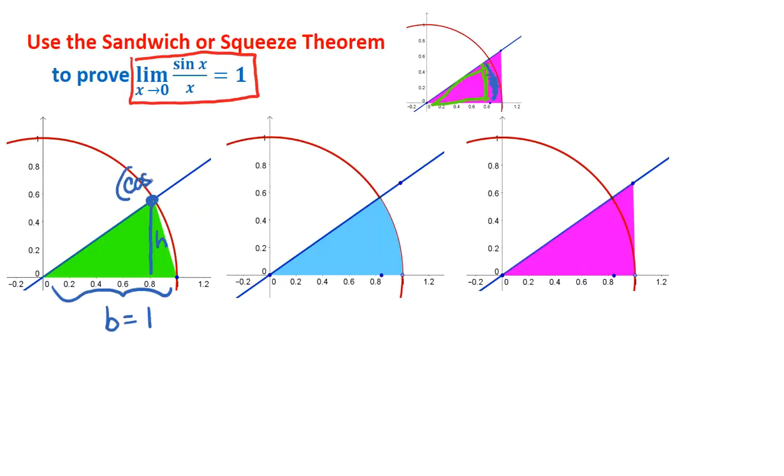Well, we know using our unit circle that the x-coordinate is cosine of x, and the y-coordinate is the sine of x. Notice here that we're using x in our theorem. x is the size of our angle. So we can find this green area using a triangle, 1/2 the base times the height, and the height we can use sine of x.